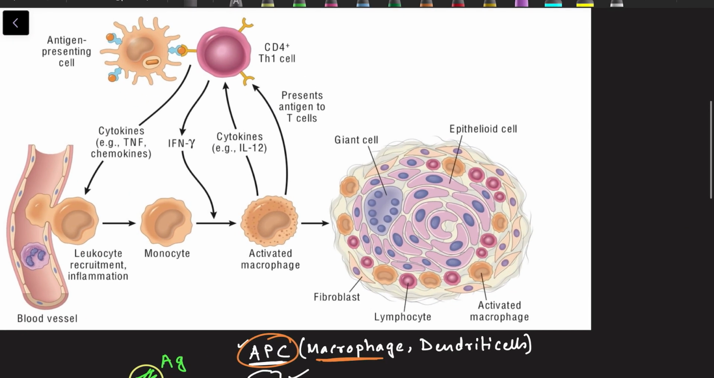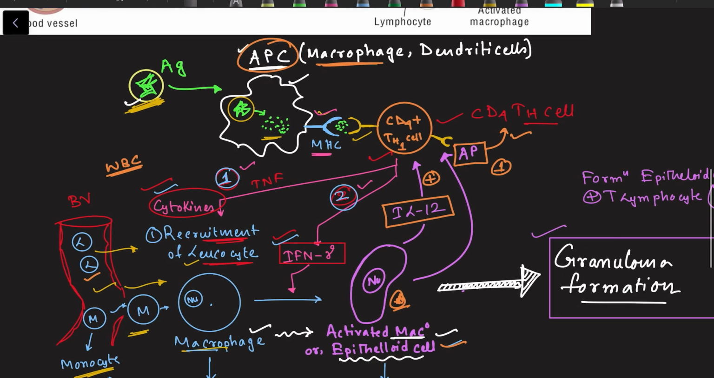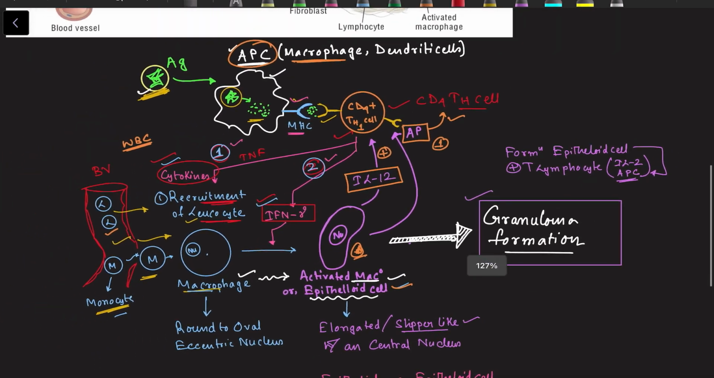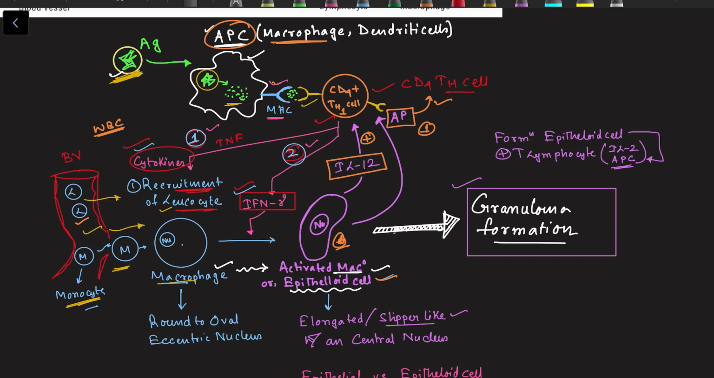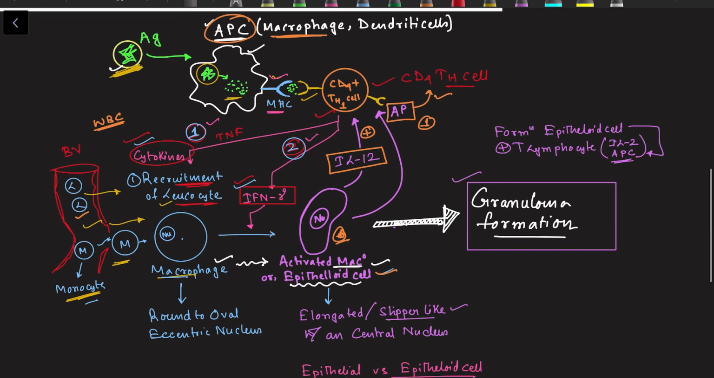Now, what is a granuloma? How is it formed? We've already studied. And here it's the same thing, just a pictorial representation. This is the picture of a granuloma. So, what are its components? What are the different things we are going to learn in the next video? So, this is it for today.